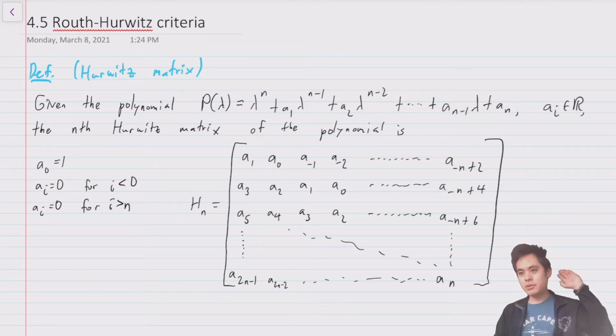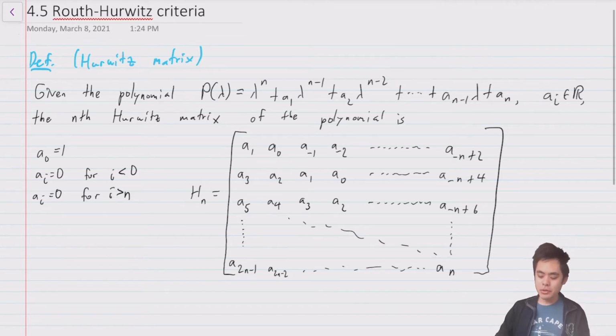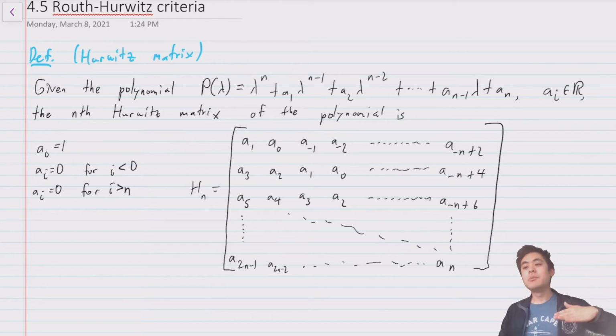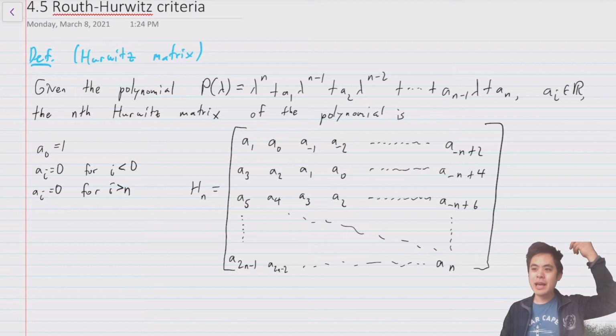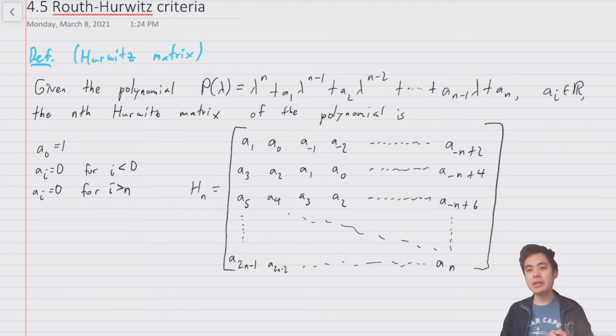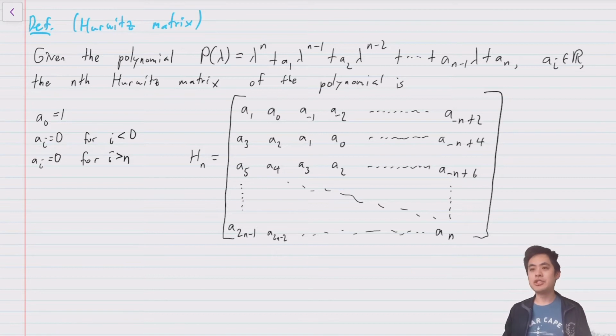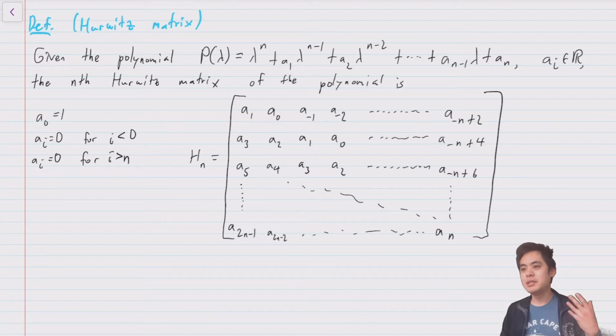Okay, so this is a sort of weird matrix, but what we're doing is as we go to the right along a row, we're subtracting the index by 1. As we go down within the column, we add by 2 each time. And of course, if your coefficient isn't in your polynomial, then it's equal to 0, unless it's a0, in which case it's equal to 1 because we have an implicit 1 in front of the lambda to the n.